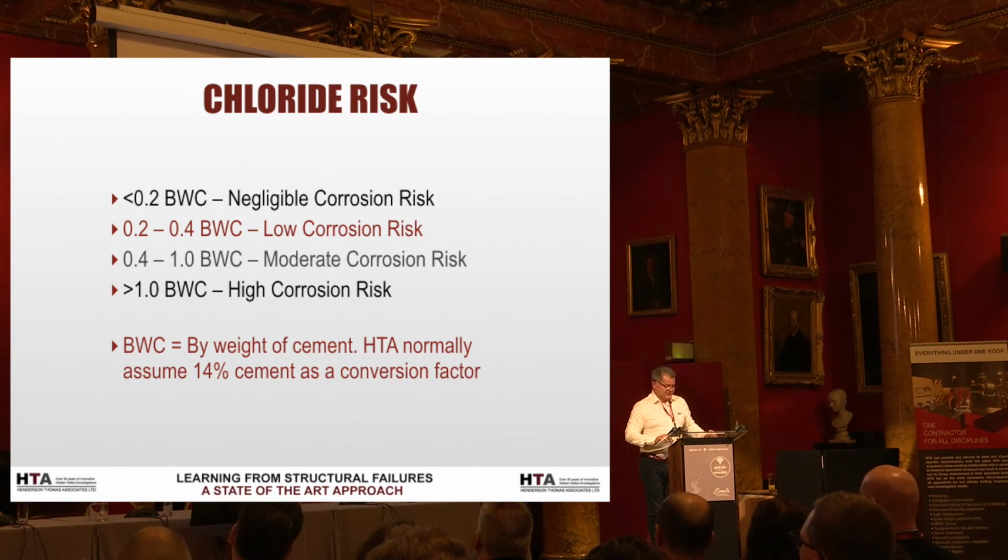What we have here is a risk table for chlorides in concrete. This is related to chlorides that are ingressing, not casting chlorides. And I would say generally, if we're looking at any sort of structure, if you have above 1% chloride by weight of cement at the bar depth, you've got a problem. There's lots more information you can read on this. One publication is a Concrete Society technical report. Is it 60?